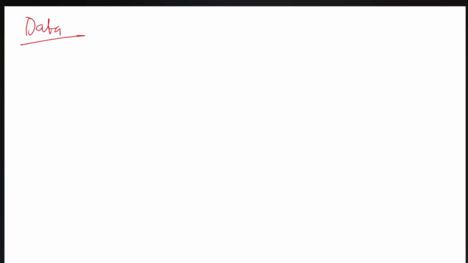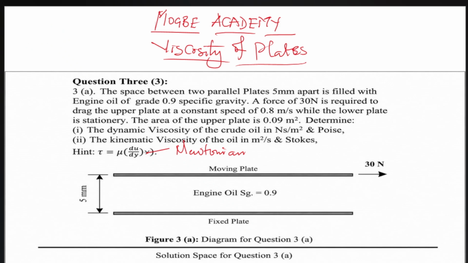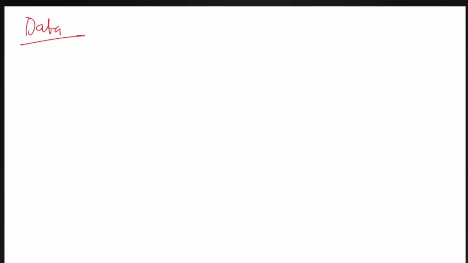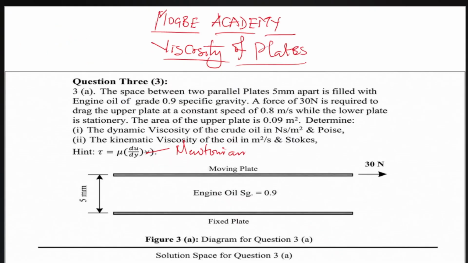The first thing we have there is to consider the distance between your fixed plate and your moving plate. The distance here is 5 millimeter. So you are to convert that 5 millimeter to meter. You have dy here, and dy is given to be 5 millimeter, so you convert this to 5 times 10 raised to the power of minus 3 meter. So this is in meter.